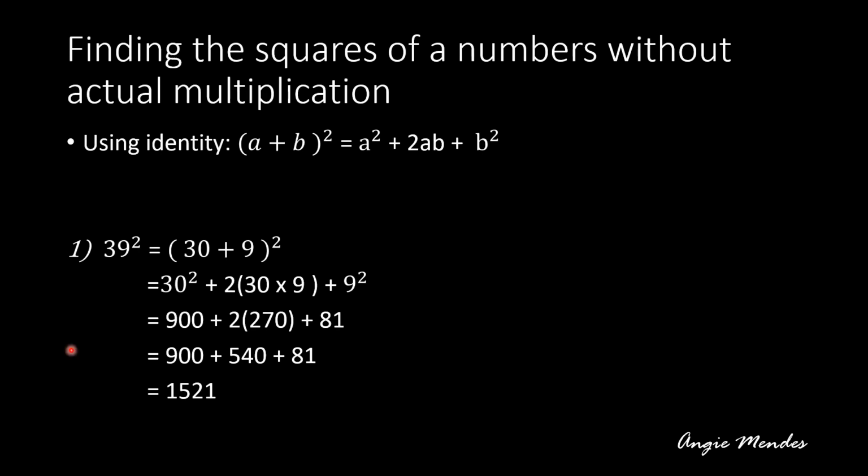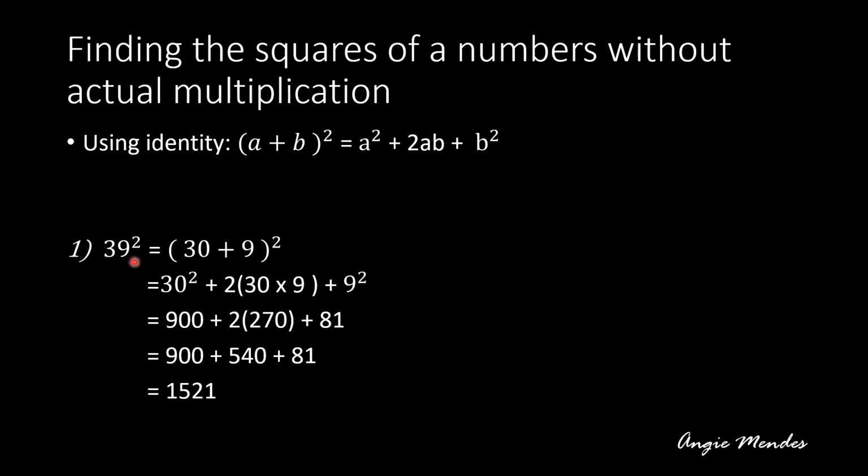Here is another interesting thing that we are going to be trying out, that is finding the squares of numbers without actual multiplication. For this we will be using the identity (a plus b) the whole square. Upon simplification we get a square plus 2ab plus b square. Remember, (a plus b) the whole square is a square plus 2ab plus b square. Now the question is to find the square of numbers without actual multiplication.